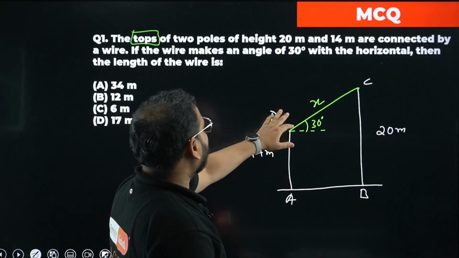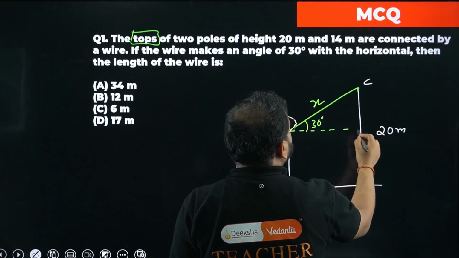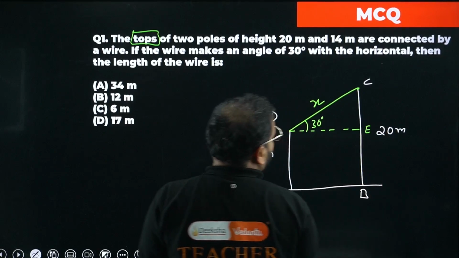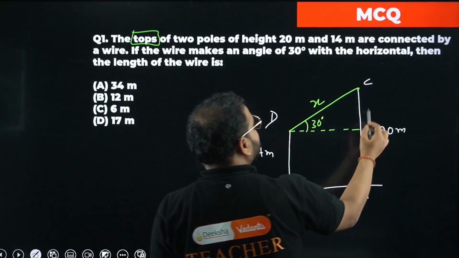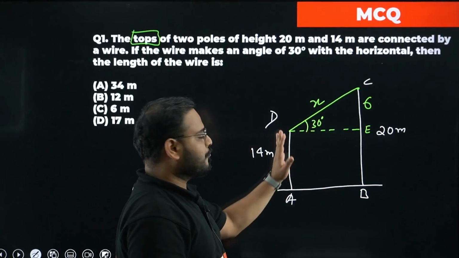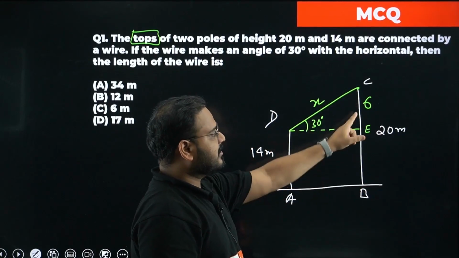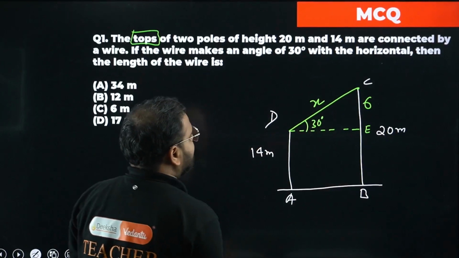Can you not solve it? Of course you can solve it. Take this point to be point E. If the total is 20 and AD is 14, it means this is 6. Please check. 14 here, 20 here, the difference is 6 only. Now in triangle CAD, apply sine theta.